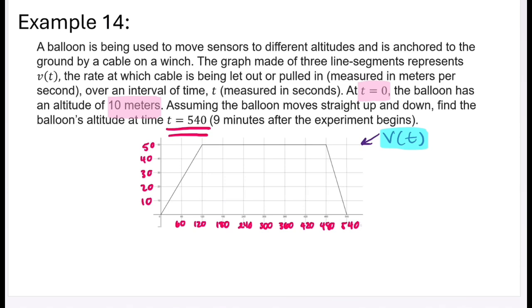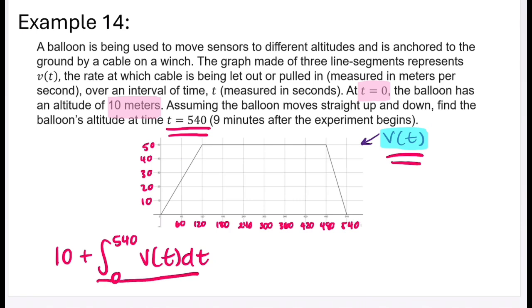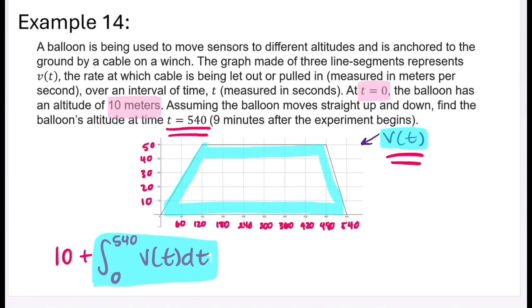So I'm going to set up my integral. I'm starting with 10, and then I'm going to add the integral of the rate of change function from 0 to 540 of V of t dt. Now this time I'm given a graph, so this right here is actually going to be the area underneath this curve, the area of this shape. There are a lot of different ways you could do this. You could split it up into a rectangle and two triangles, or you could treat it as a trapezoid. I think I'm going to treat it as a trapezoid.